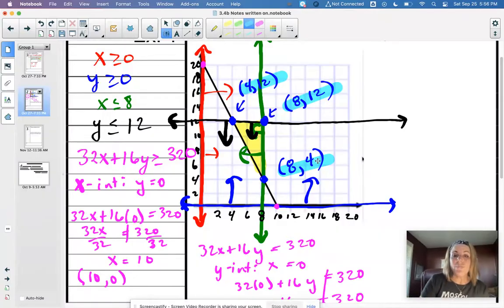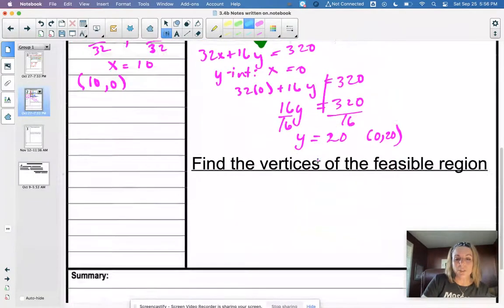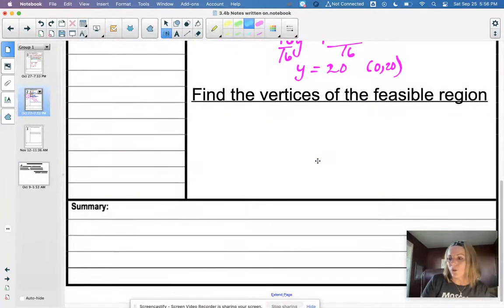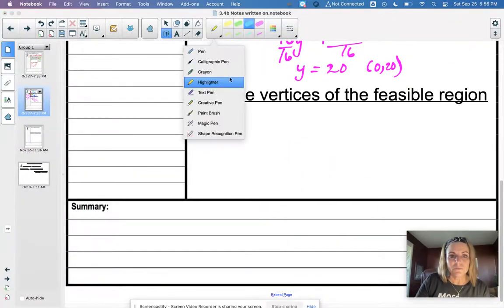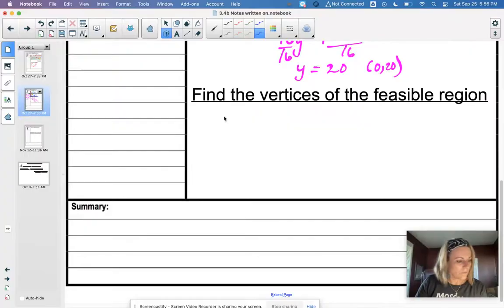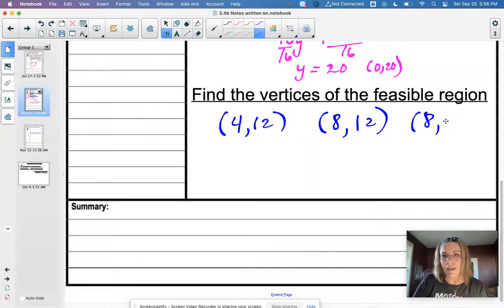Perfect. So we found all of our vertices, 1, 2, 3. There are 3 vertices, 3 corners. And so now we're going to write those vertices down right here. So we have 4, 12, 8, 12, and 8, 4.